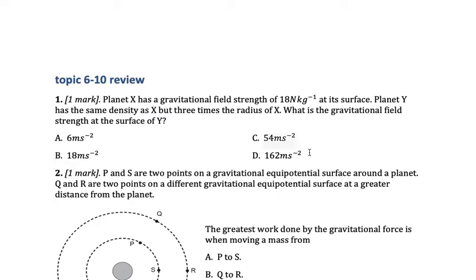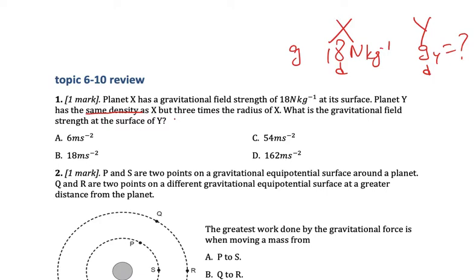Now, the first question wants us to compare. It's a ratio question, and we've learned to deal with these questions by making a table first for the two planets that are given, so let's do that. We know on planet X we have a gravitational field strength of 18 Newton per kilogram, and we're looking for the g on Y. What else do we know? We know they have the same density, and we know that the radius of Y is 3 times the radius of X. So let's put an R here and a 3R here.